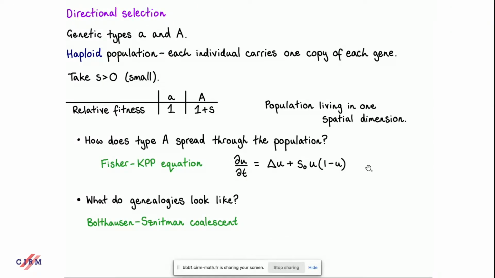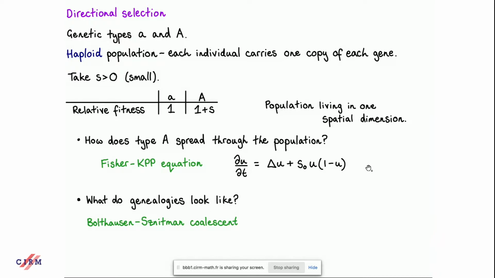Right. So how does the advantageous type capital A spread through the population? We could model it using the Fisher-KPP equation, where u of t and x represents the proportion of type capital A in the population at location x and at time t. And du/dt is given by the Laplacian of u plus a nonlinear term. So the Laplacian term reflects that individuals in the population move around diffusively in space, and the nonlinear term reflects the difference in relative fitnesses in the population.